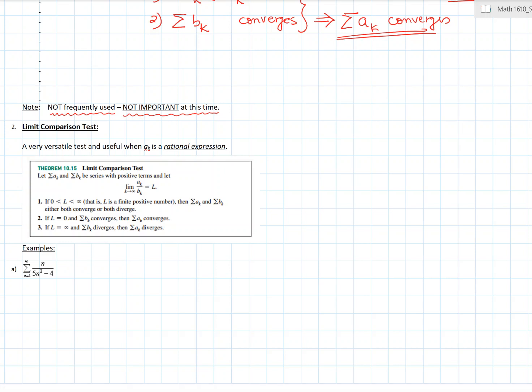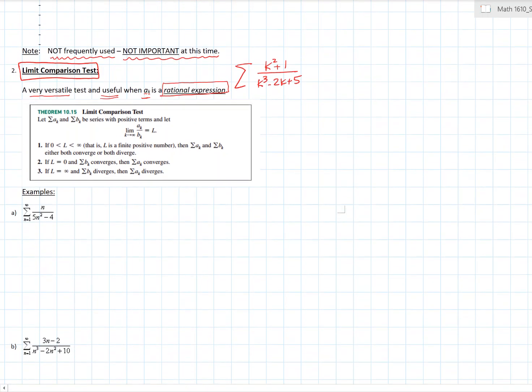The next test is called the limit comparison test. Now this is a very versatile test and is very useful when a_k is a rational expression. Rational expression means things like (k squared plus 1) over (k cubed minus 2k plus 5). When you have a_k of this kind of form, then this test is very handy. Okay, so what does this test say?